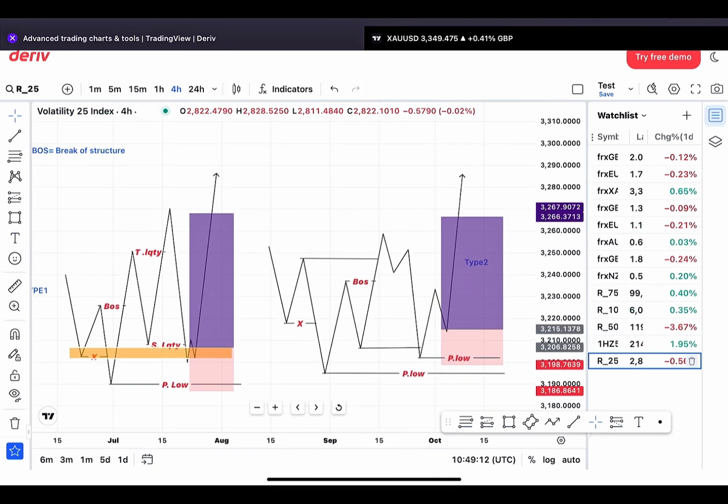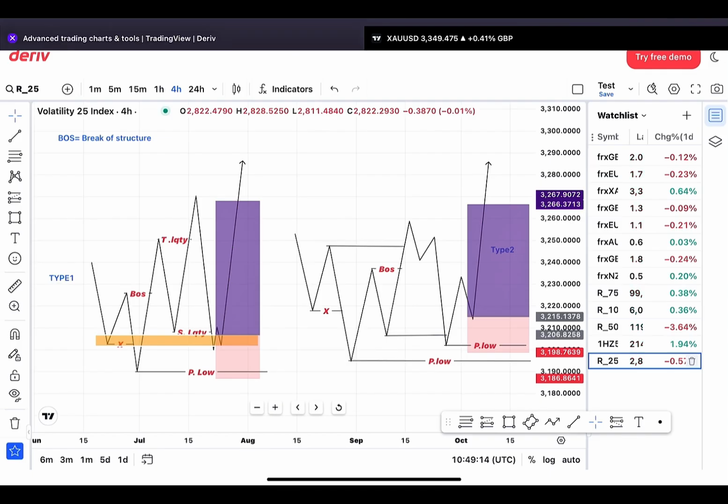As you can see, this is type 1, which I just showed you on the live chart. So tomorrow we will hit the type 2.